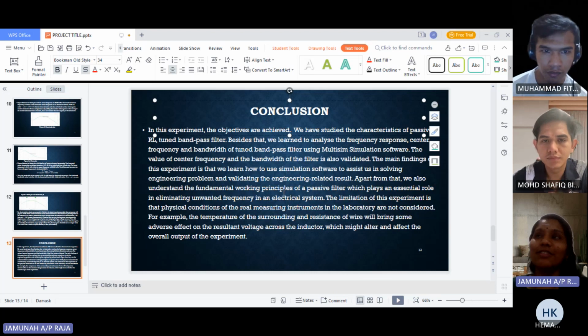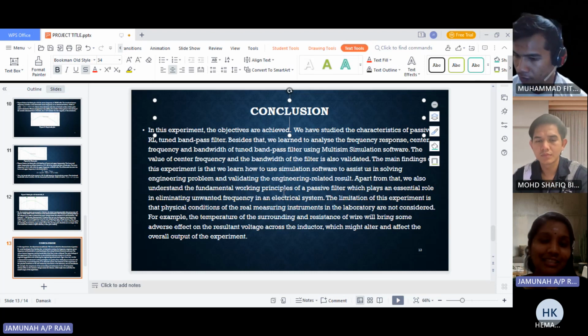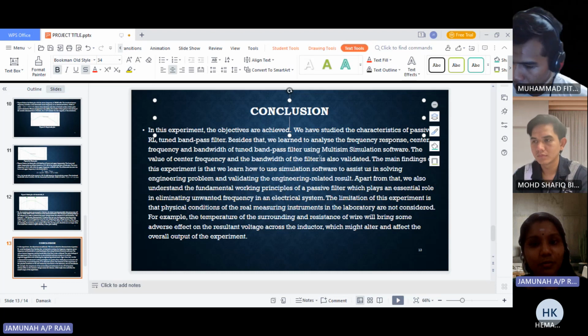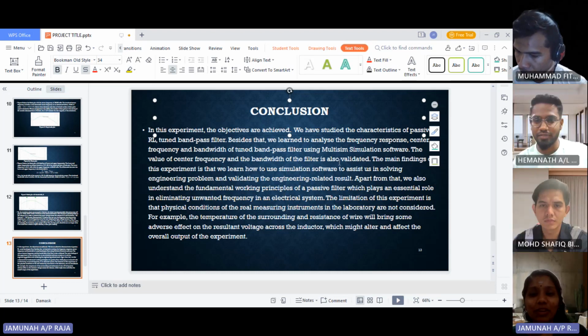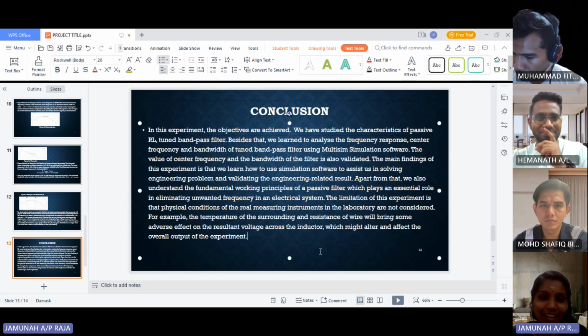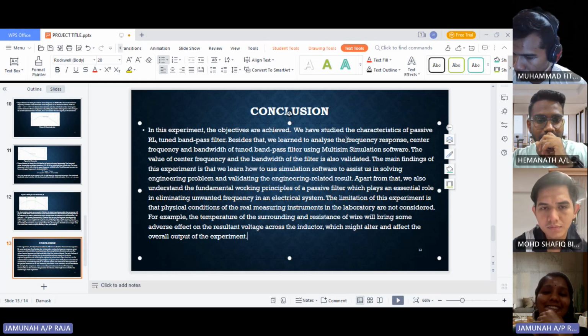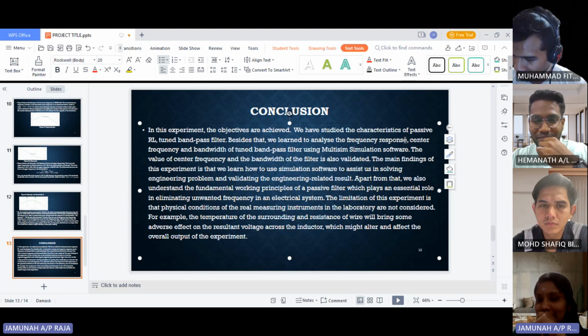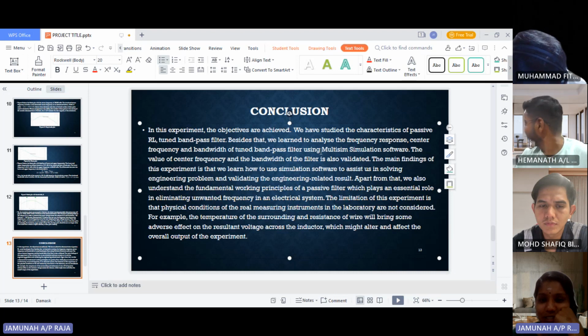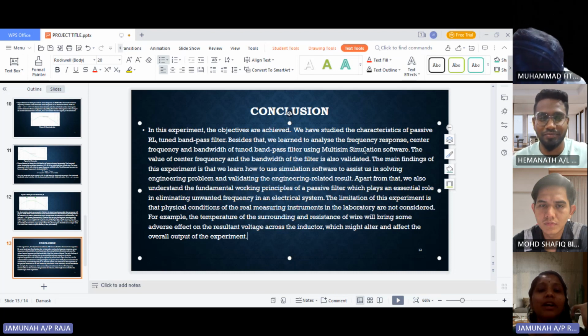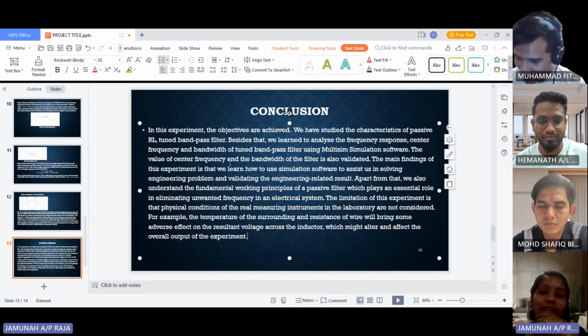Sorry for the inconvenience. For this experiment, the objectives are achieved. We have studied the characteristics of passive R and L tuned band pass filter. Besides that, we learned to analyze the frequency response, center frequency and bandwidth of the tuned band pass filter using Multisim simulation software. The value of the center frequency and the bandwidth of the filter is also validated.